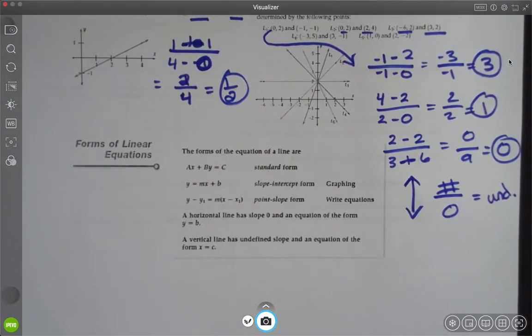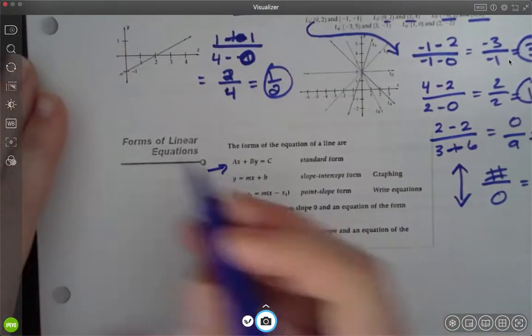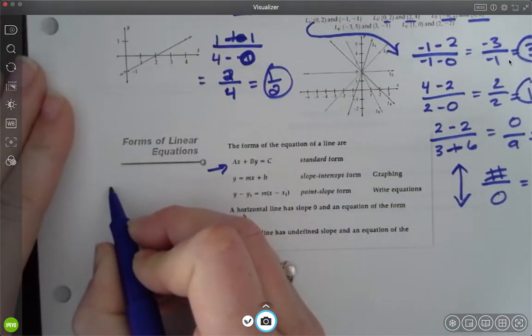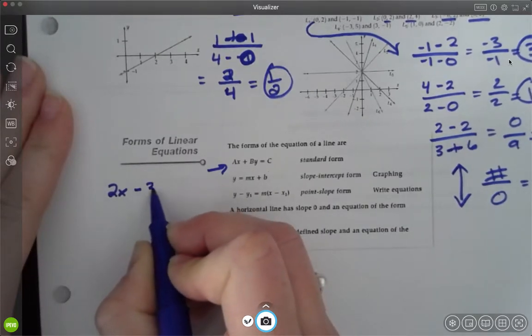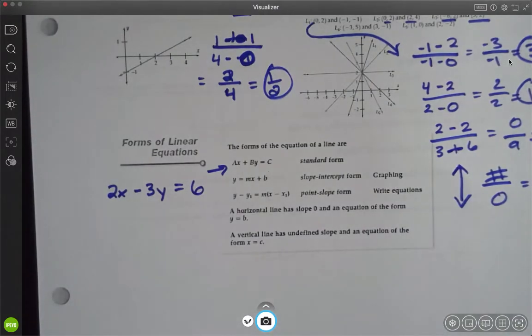This next box has multiple representations for linear functions. So this one is called standard form: Ax plus By equals C. So I'm going to give you an example of that. Let's say I have 2x minus 3y equals 6. That is called standard form.